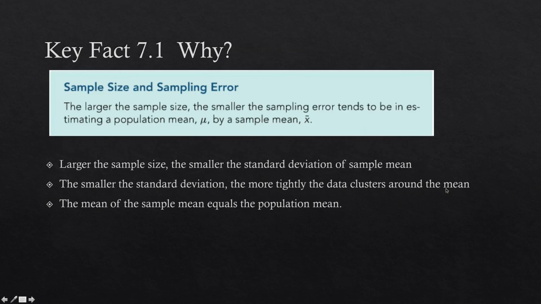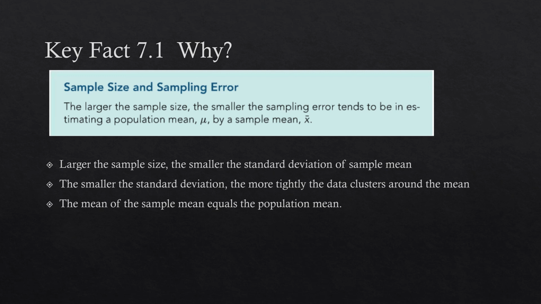Key fact, and why is this? Sample size and sampling error. The larger the sample size, the smaller the sampling error tends to be in estimating the population mean by the sample mean. The larger the sample size, the smaller the standard deviation of a sample mean. The smaller the standard deviation, the more tightly the data clusters around the mean. So that's why, if the data is clustered closer to the mean, then the sampling error tends to be less.